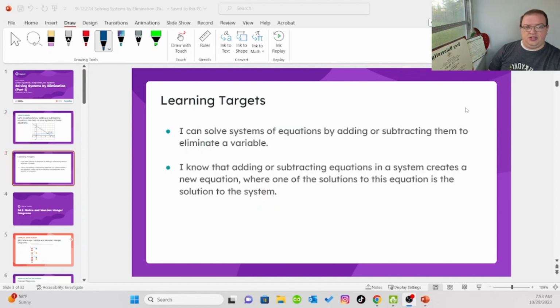We have two learning targets for the day. Number one, I can solve systems of equations by adding or subtracting them to eliminate a variable. Number two, I know that adding or subtracting equations in a system creates a new equation where one of the solutions to this equation is the solution to the system.